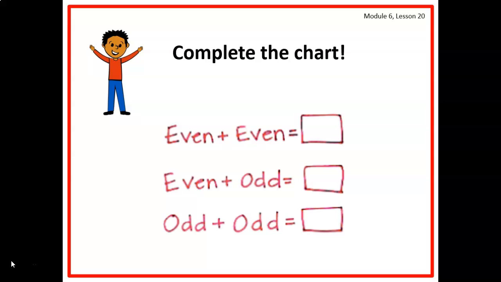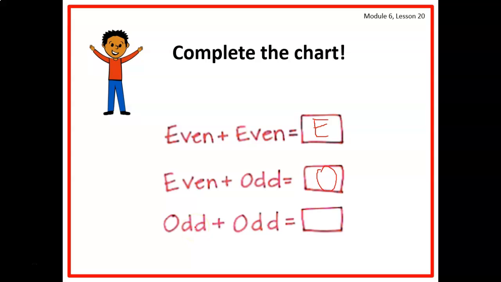Okay, boys and girls, now that we finished figuring out what to do, we are going to fill out this chart. What do we get when we add an even number and an even number? Get ready. Yes, it was an even number. What do we get when we add an even number and an odd number? Yes, an odd number.